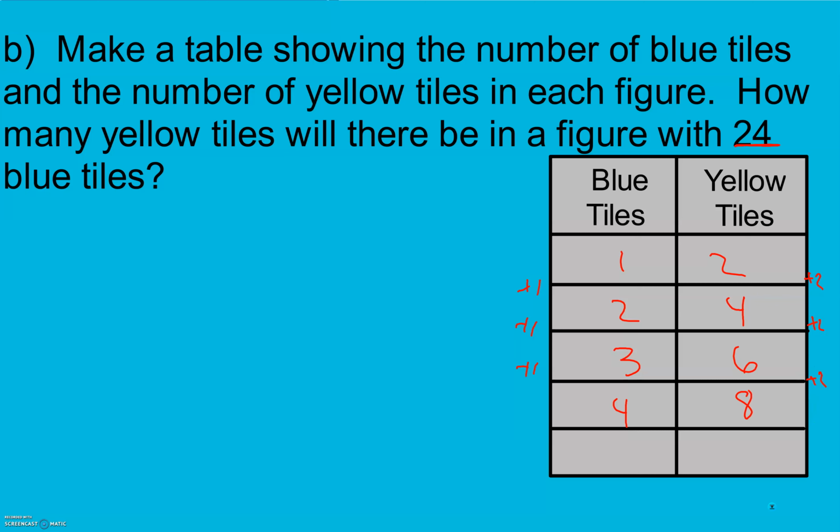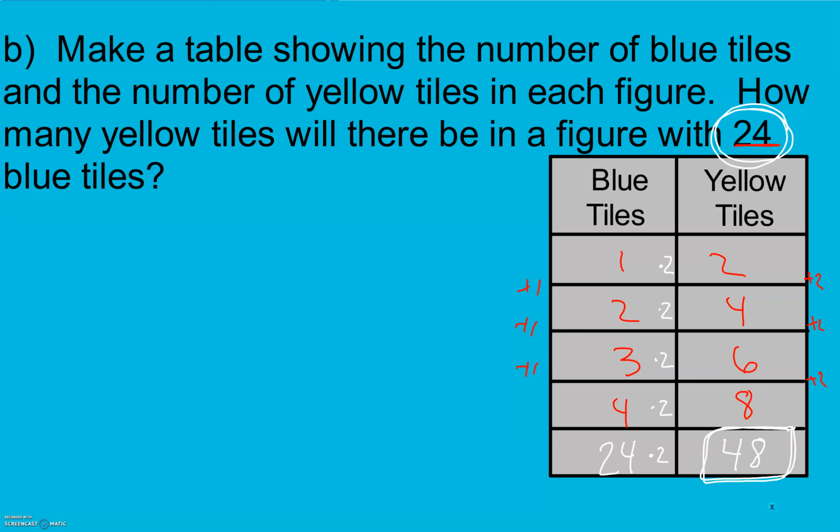Another way we can look at this, guys, is how can I go from blue to yellow? Well, if I start off with 1 and I get to 2, I can multiply by 2. If I start off with 2, I can multiply by 2 to get to 4. I can take 3 times 2 to get to 6. I can take 4 times 2 to get to 8. So if I wanted 24 blue tiles, I could multiply that by 2 and get to 48 yellow tiles.